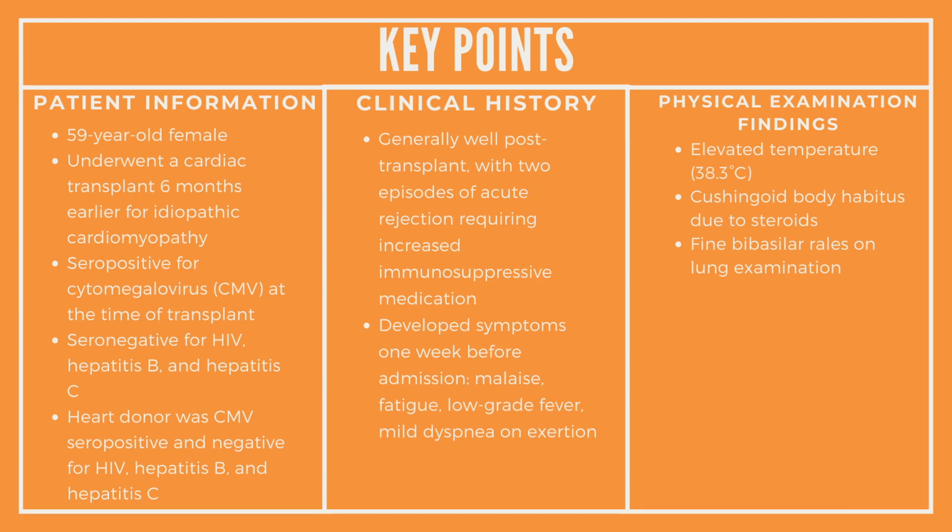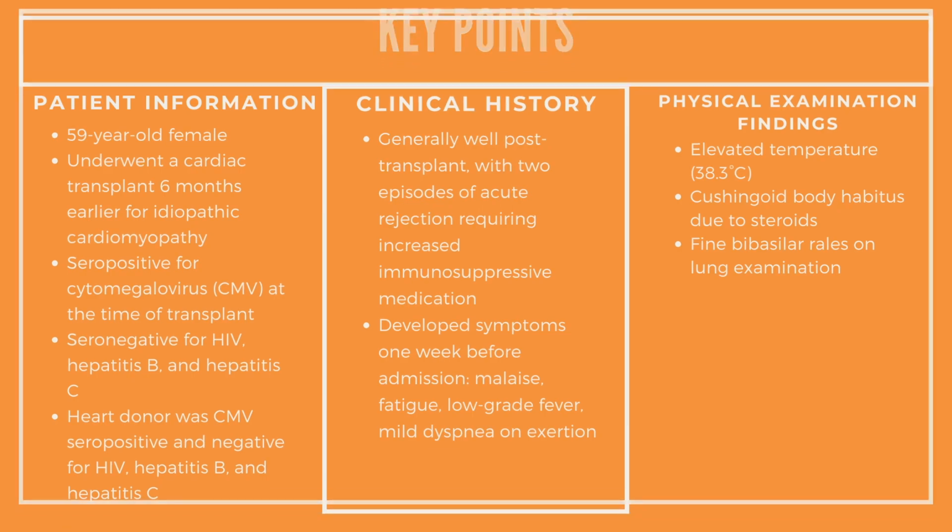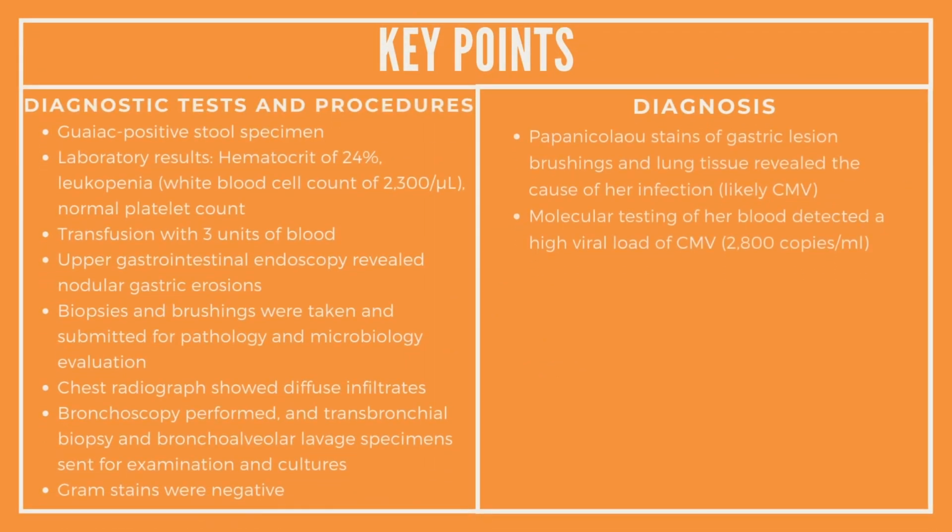Now, for clinical history, generally well post-transplant with 2 episodes of acute rejection requiring increased immunosuppressive medication. Developed symptoms 1 week before admission such as malaise, fatigue, low-grade fever, mild dyspnea on exertion. Now, for the physical examination findings: elevated temperature 38.3 degrees Celsius, Cushingoid body habitus due to steroids, and fine bibasilar rales on lung examination.